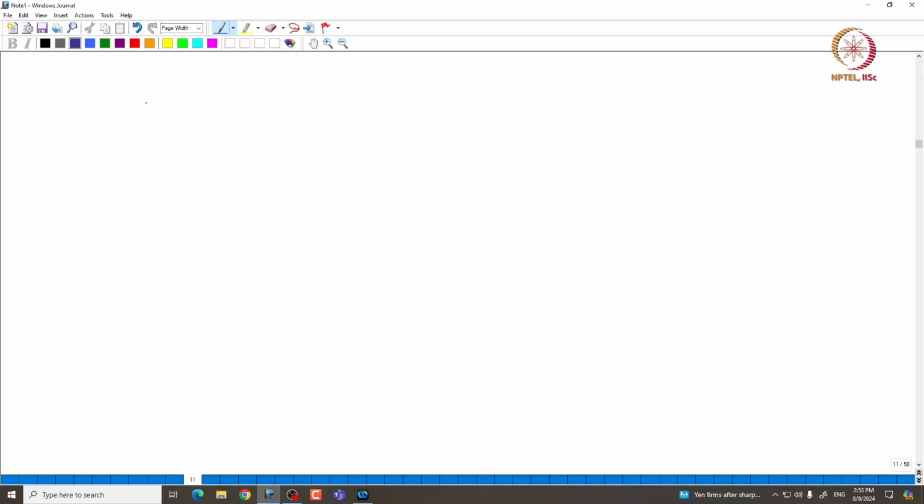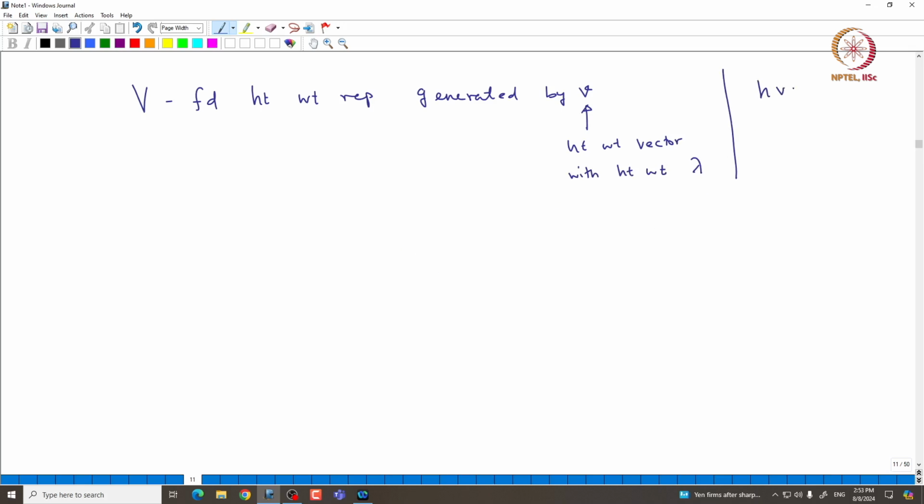Welcome back everyone. In this lecture we will be continuing with the study of highest weight representations. So let us fix V being a finite dimensional highest weight representation generated by a small v, which is a highest weight vector with highest weight lambda. Note that this means Hv is given by lambda of H times v for all H in the Cartan subalgebra, and Xv is 0 for all X in n plus.